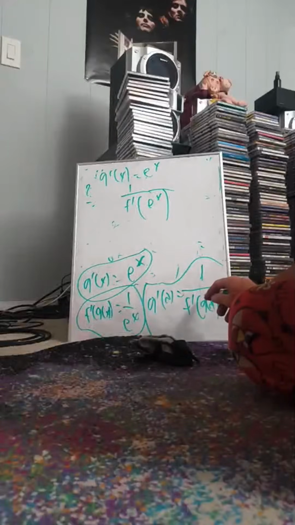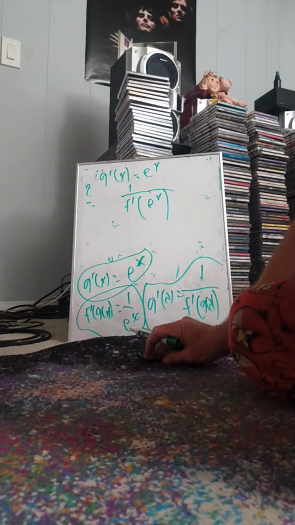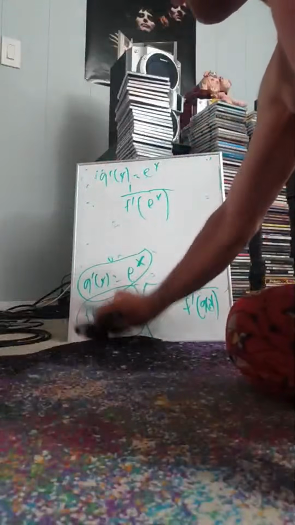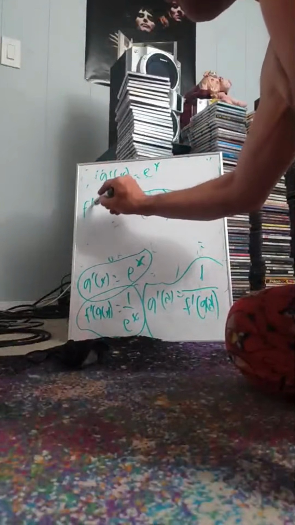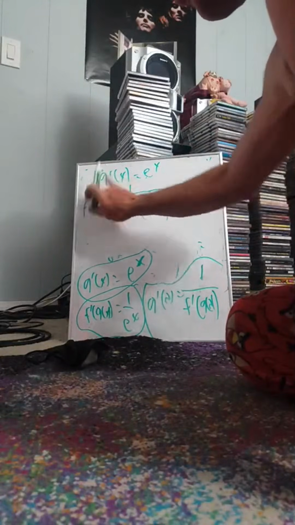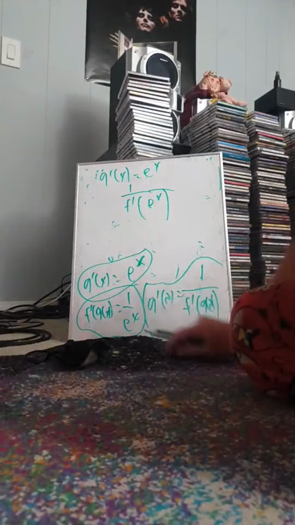So that's this. And f prime of g of x is 1 over e to the x. So let's do it like this. Let's do this again. f prime of g of x is 1 over e to the x.